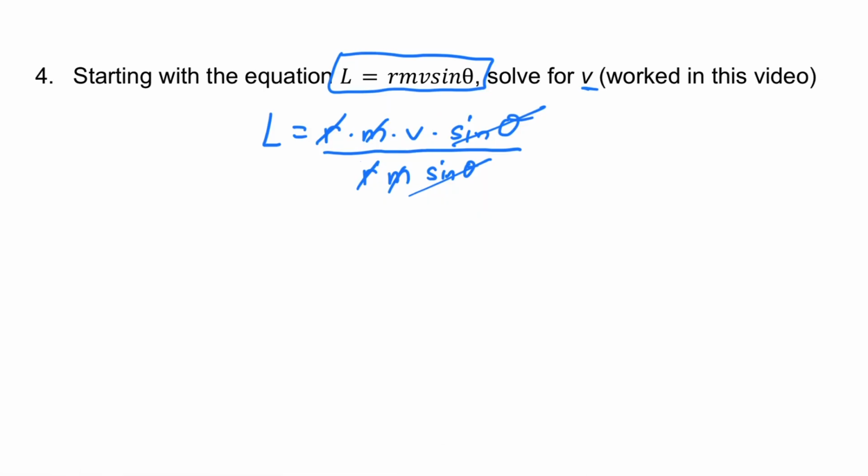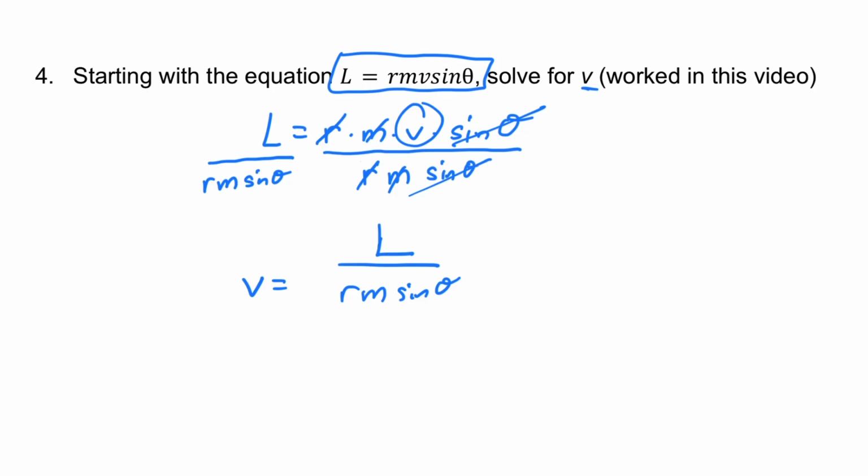So that leaves us with V, and of course, whatever we do on the right side, we have to do on the left side, so we're also going to divide by R M sine theta on the left side. I'm just going to rewrite this as V, because that's all that was left over on the right side, equals L divided by R M sine theta. Clean up that L a little bit. Cool. All right, so that one was nice and easy since the only thing that was occurring to our variable that we were looking to isolate was multiplication.